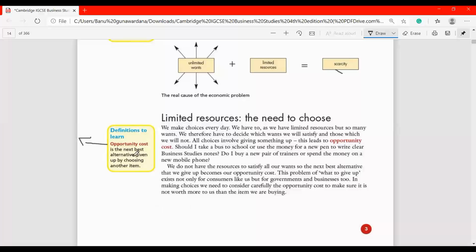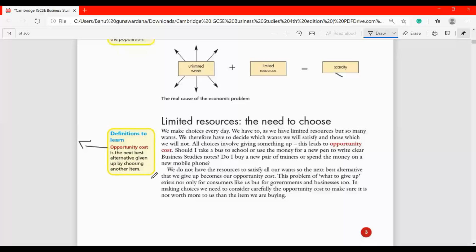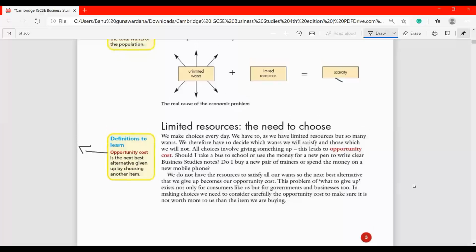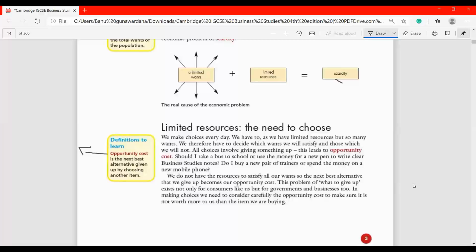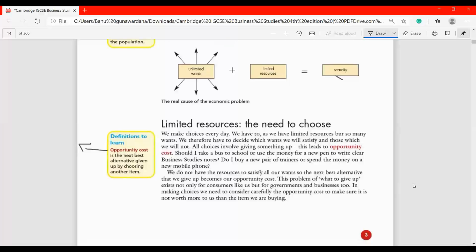So opportunity cost is the next best alternative given up by choosing another item. As we have discussed in our previous example, the opportunity cost will be the school bag, which we gave up in order to buy the video game. So this clear example tells us about business organizations as well.